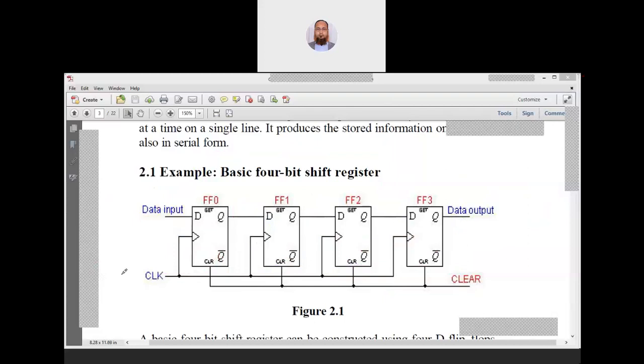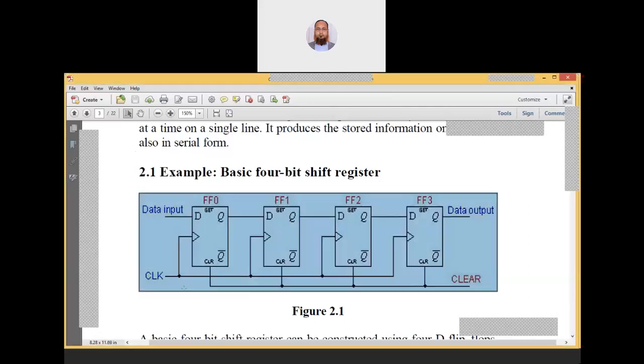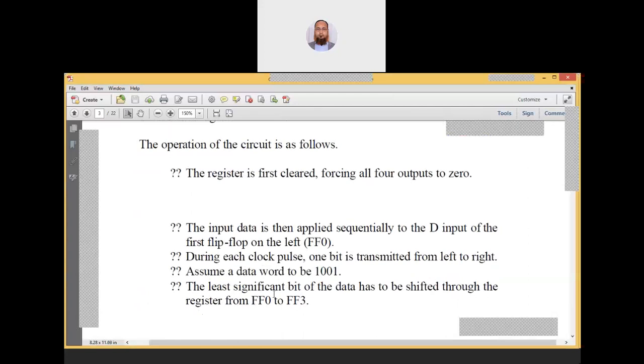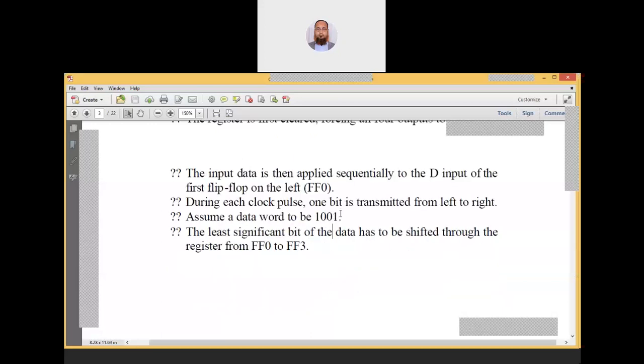If I ask you to make an 8-bit serial input, serial output shift register, you can make it. If I ask 5-bit, you can make it. And you can explain the operation for any size of the shift register. Although the basic operation is written here, you know that. This we have already done. The LSB has shifted from the FF0 to the FF3. So like this we have already done. The data input can be different.